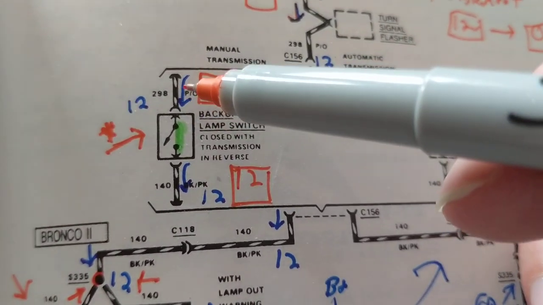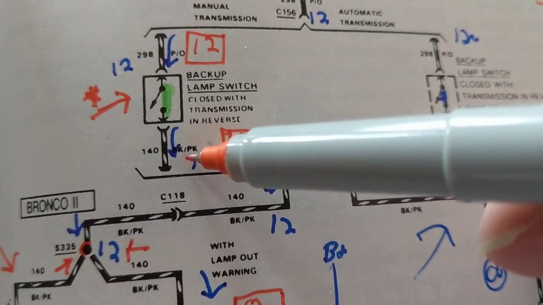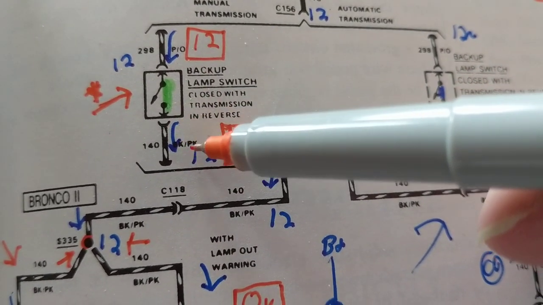Now in the reverse position, current flows here, comes out maybe black and pink. I'm not sure. I colored over it.